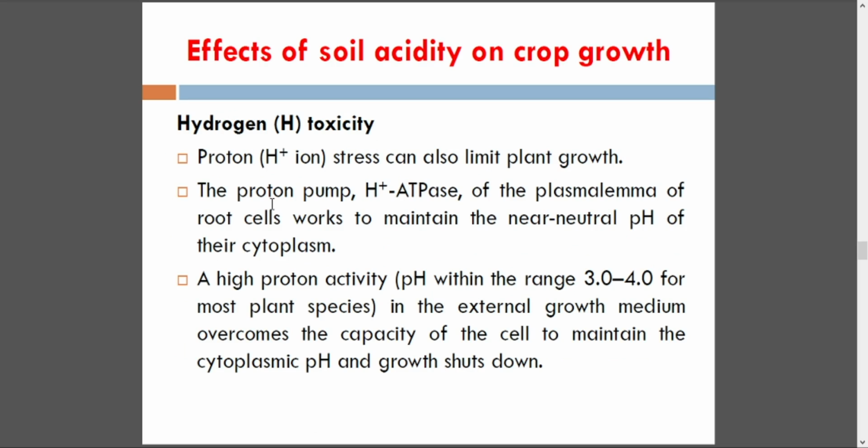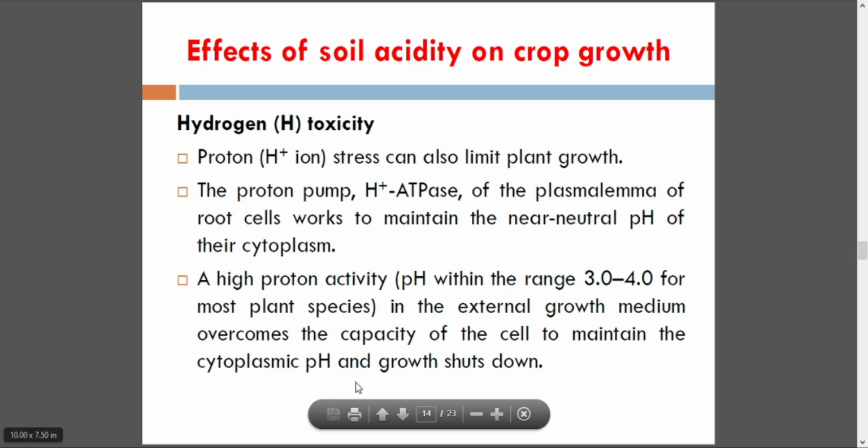The other effect of soil acidity on crop growth is hydrogen toxicity, and we see that proton stress can limit plant growth. So the proton pump of the plasmalemma of the root cells works to maintain a near neutral pH of their cytoplasm, but when there is high proton activity in the external growth media or in the soil, the capacity of the cell to maintain the cytoplasmic pH is affected, hence growth shuts down.